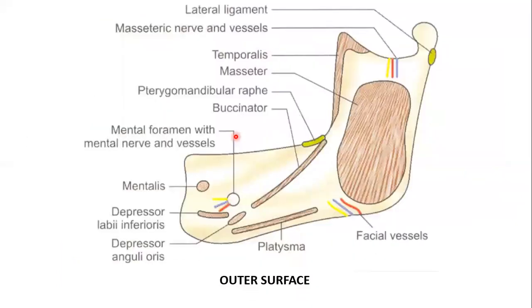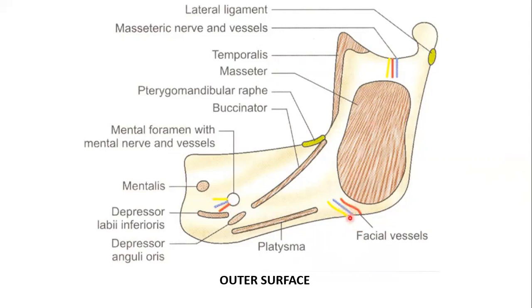Then the structures related with the mandible are very important: some very important nerves, very important vessels, and some glands I've already told you, and the ligaments. We'll study the nerves first of all. Here you see this is the mandibular notch, and here is the masseteric nerve and vessels to this notch. Then this is the mental foramen. It has the mental nerve and vessels emerging from it.